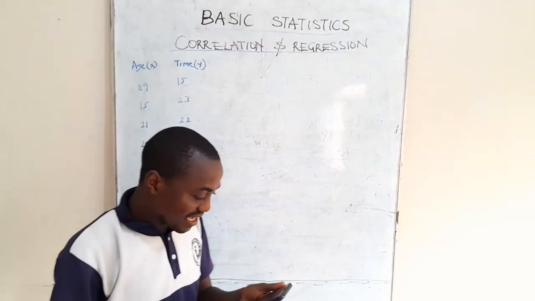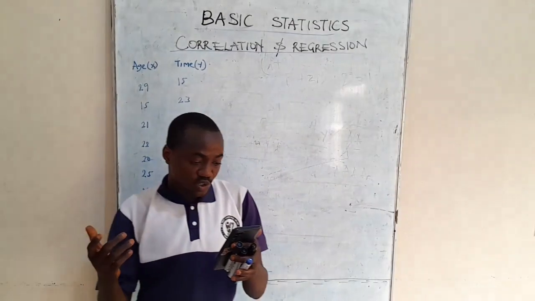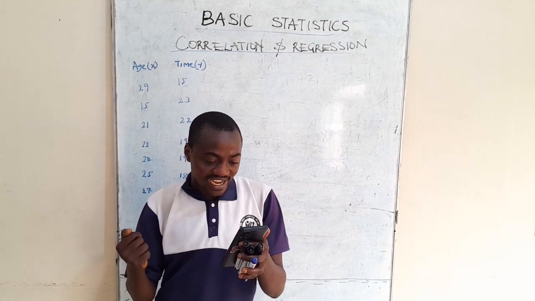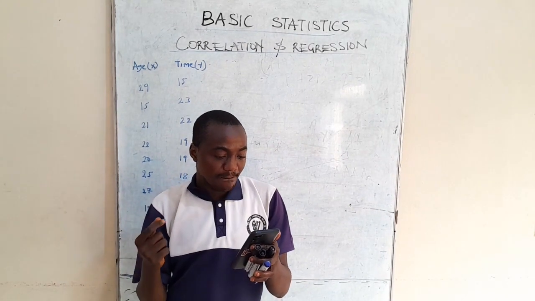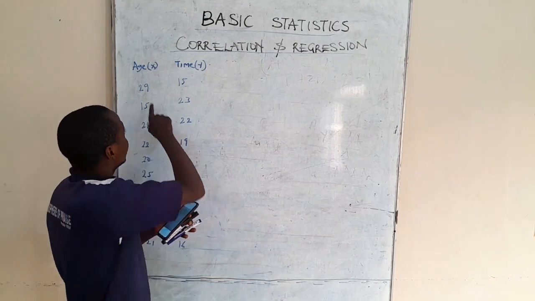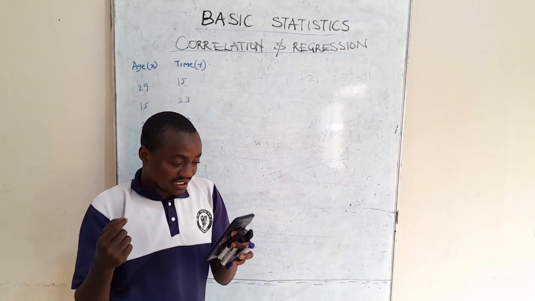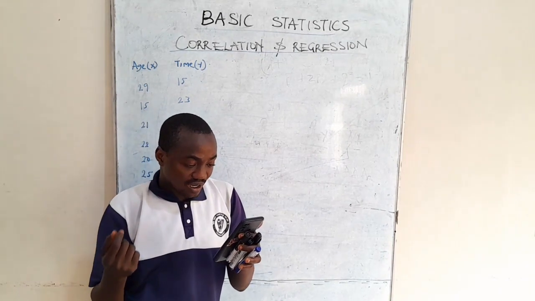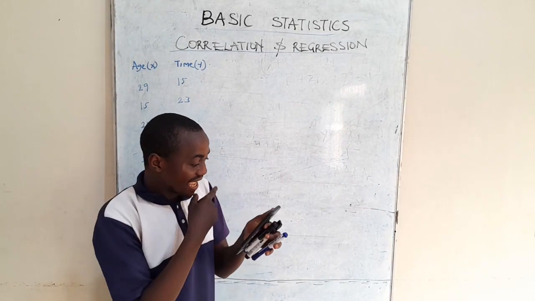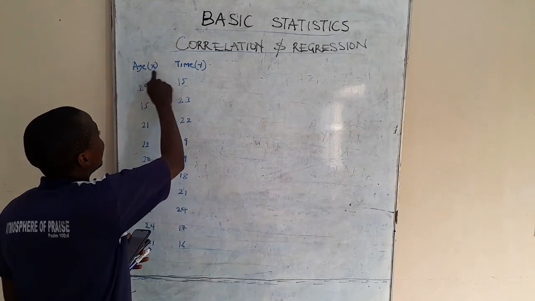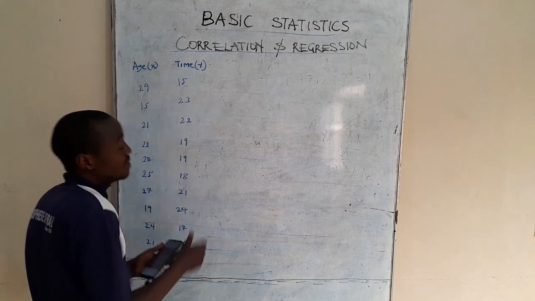Now, the question looks like this. In order to produce a potent and effective drug, a pharmacist decided to establish the relationship between the age, in years, and the time, in minutes, it takes for cessation of bleeding among 10 accidental victims. So we have the data: this is the age and the time it takes for the bleeding.